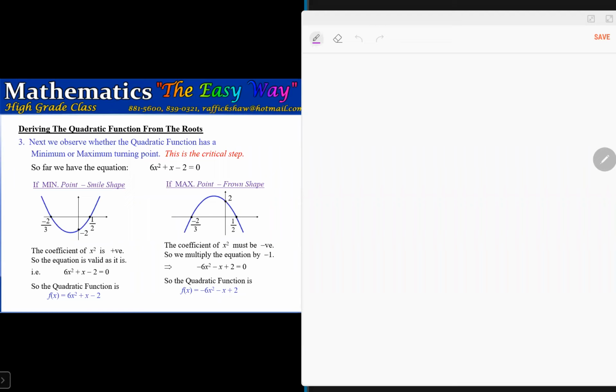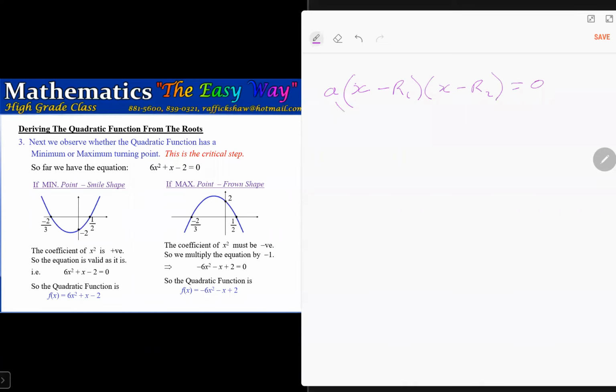Now the other method is based on something. Let me show you the proof of the other method. Now remember that your equation can be x minus 1 root times x minus the other root equals 0. And you can actually have an a in front here. That is the factor form for the quadratic function.